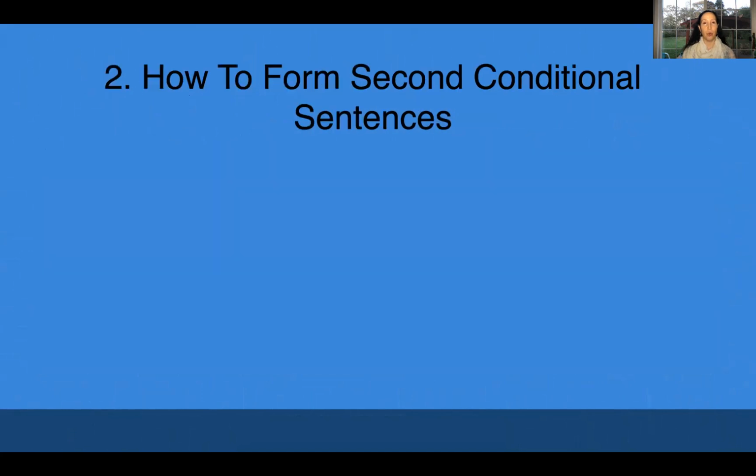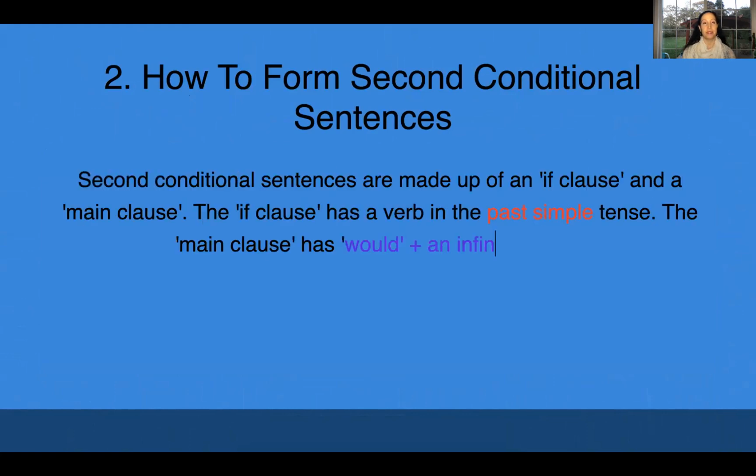Now, how to form second conditional sentences. Second conditional sentences are made up of an if clause and a main clause, just like the zero conditional. The if clause has a verb in the past simple tense. The main clause has would plus an infinitive verb.